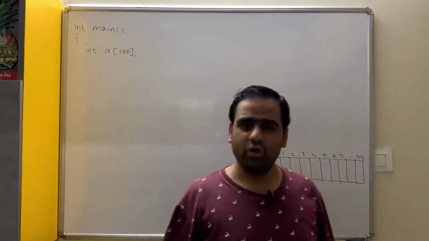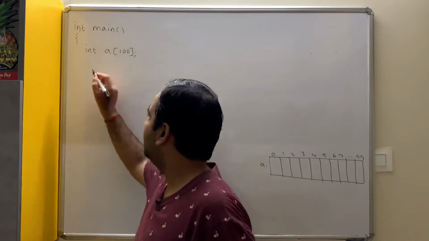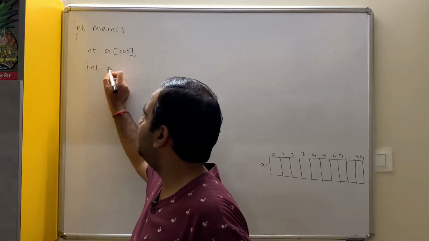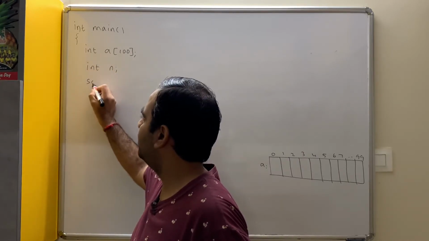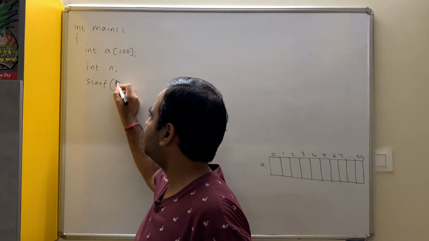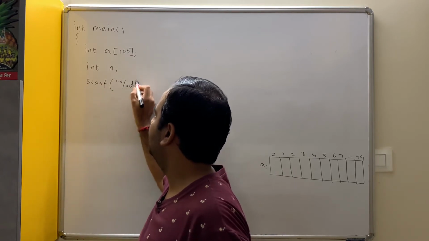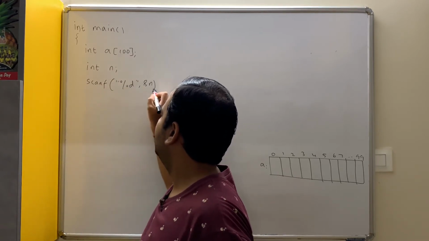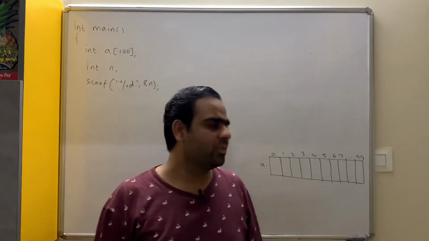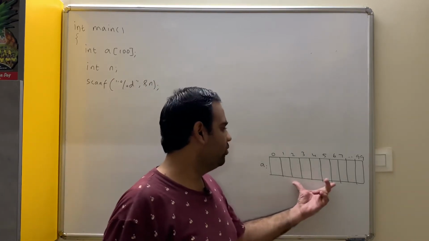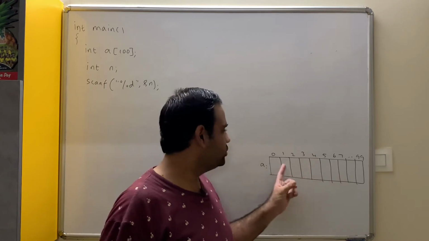Now we can store n elements in this array. Therefore, I say int n and read the value of n using scanf %d, &n. Now let the value of n be say 6 or 7. We want to store 7 elements. 7 means indices 0 to 6.